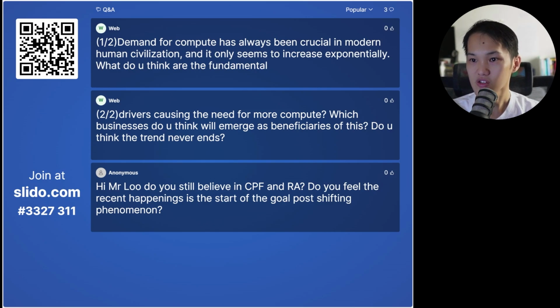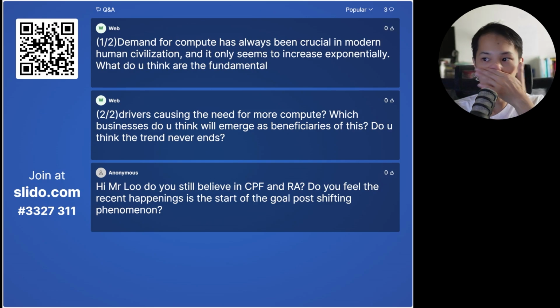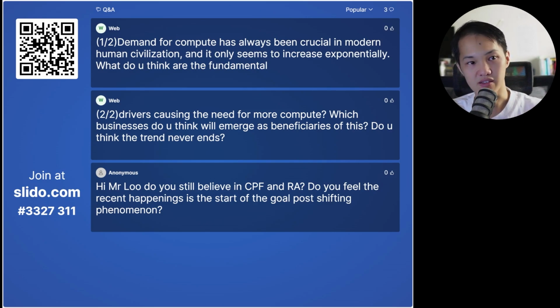What do you think are the fundamental drivers causing the need for more compute? Which businesses do you think will emerge as beneficiaries of this? Do you think the trend never ends? Yeah, I actually think the trends will not end, because people always have a drive to want more things. And coming back to the drivers, right?